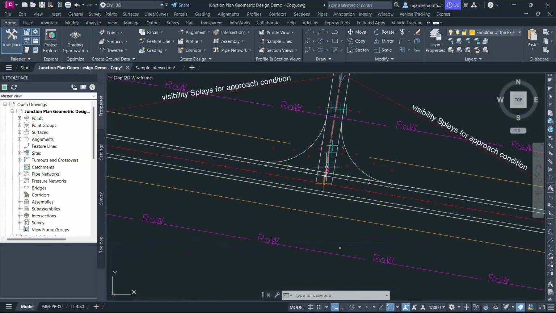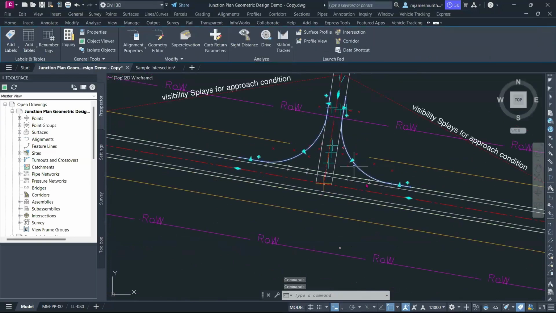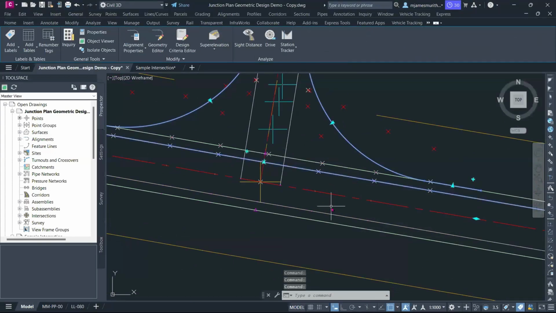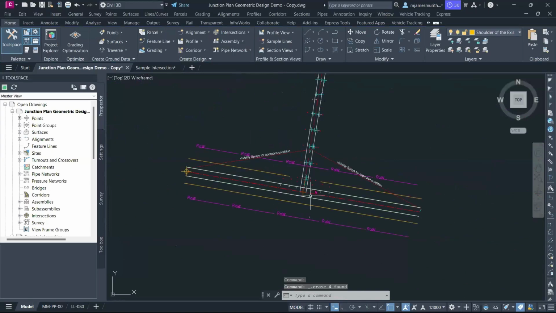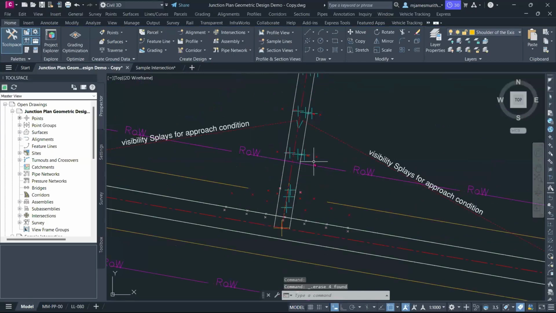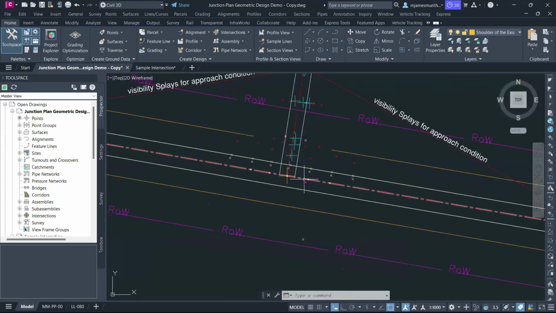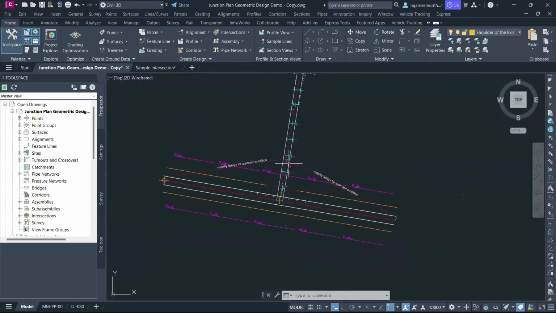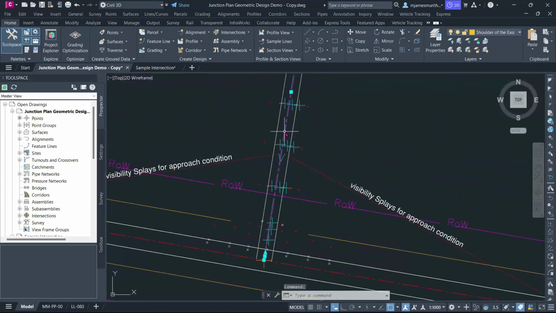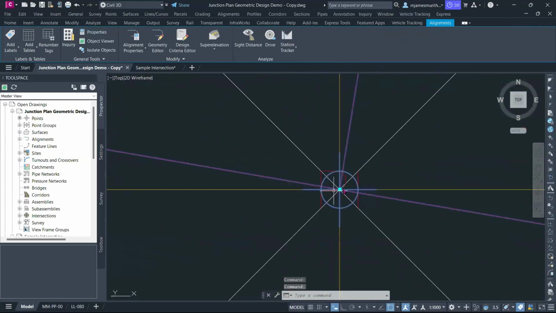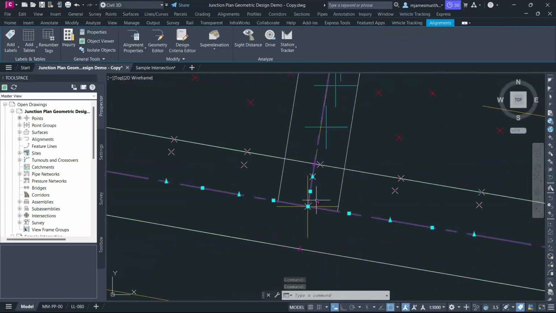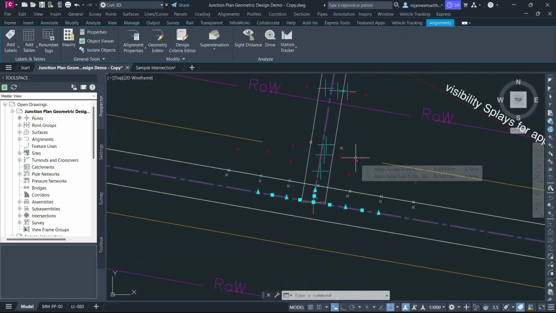This is a typical site that you've been given, and you need to design it first. The first thing is not to go straight into modeling the corridor. The first thing is you must be able to establish the center line of the minor road and the center line of the major road, and make sure that this is the point where they intersect. That is the most important.